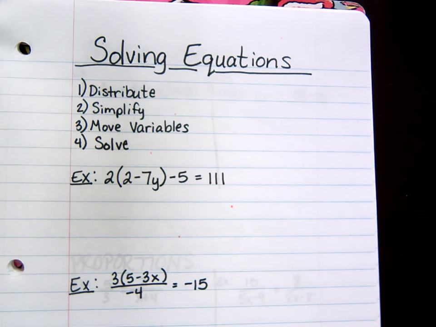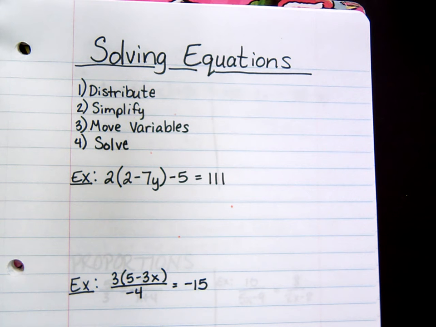So the basic steps for solving an equation: first, a lot of the time, if you can, distributing is a good first step. After you've distributed, if you can simplify either side or both sides, simplify those sides. Then move your variables to one side and then solve to isolate that variable.